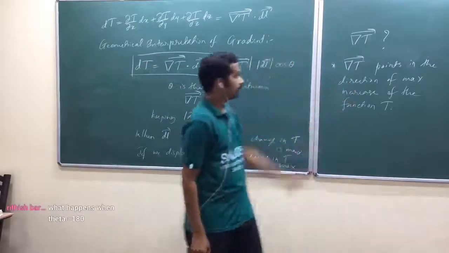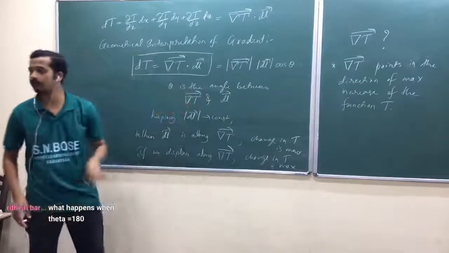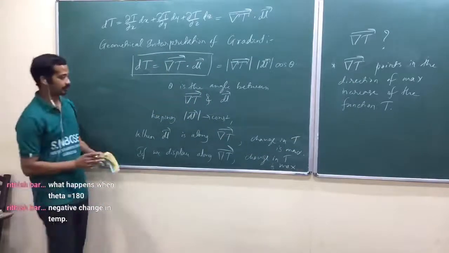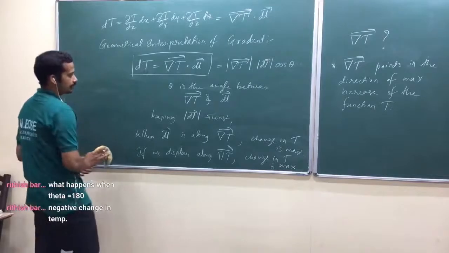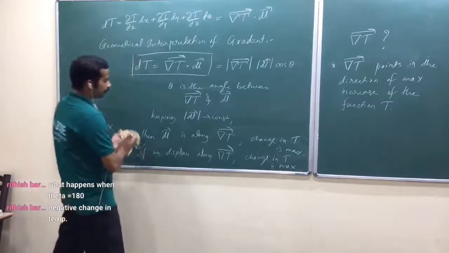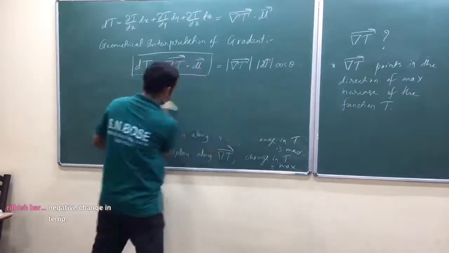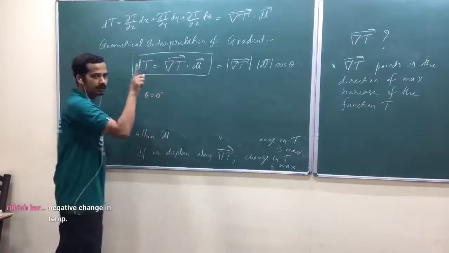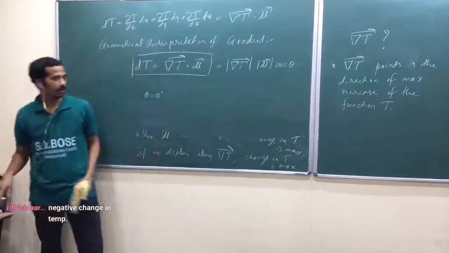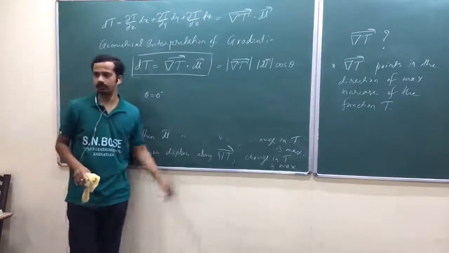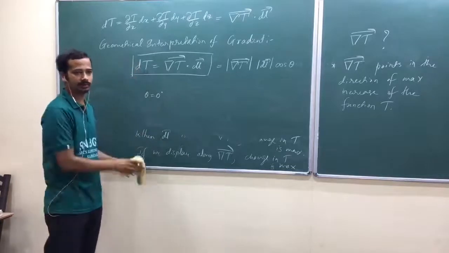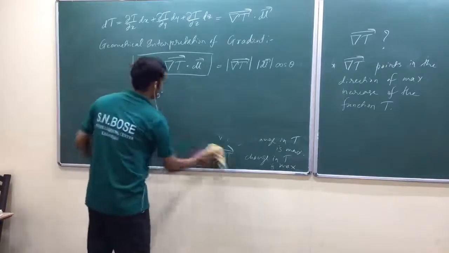No, I'm not talking about that one. I'm just tackling what is gradient. Is that okay? Physically. So now look at here. Next one. So suppose if I take theta equal to 0, what do you mean by theta equal to 0 degree? You are moving along the direction of gradient. Is that okay? Your displacement is along the direction of gradient and you have maximum change in temperature. Am I right?